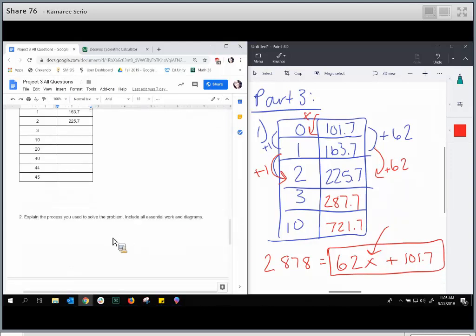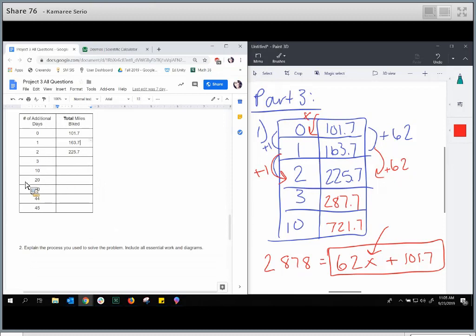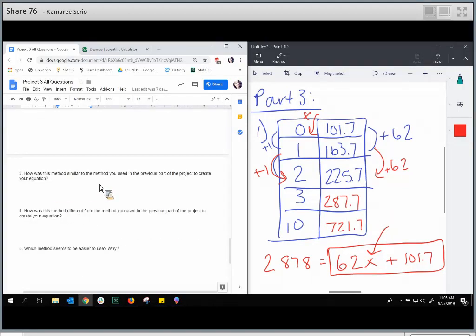Okay. And then it says, explain the process you used to solve the problem. So what you could say here for number 2 is something along the lines of, I took the equation I made and I multiplied my number of additional days by 62, then added 101.7, or something for how you got these answers.